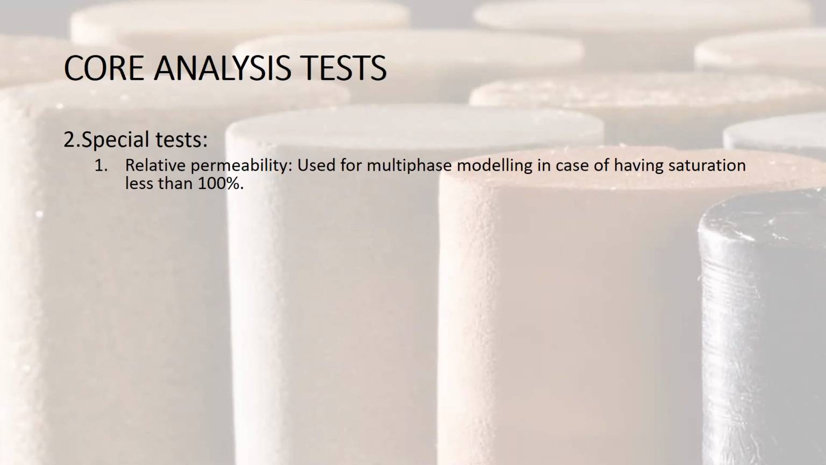The relative permeability measurement is mainly used for multi-phase modeling. What is the meaning of multi-phase modeling? If we have more than one phase, like water and oil, or gas and oil, and we want to know which phase will move faster, which phase will flow more in the reservoir rock. So the relative permeability is used for the multi-phase modeling in case that we have more than one phase flowing in the reservoir.